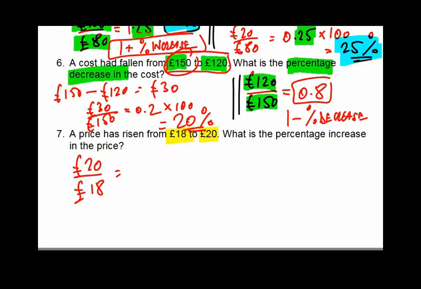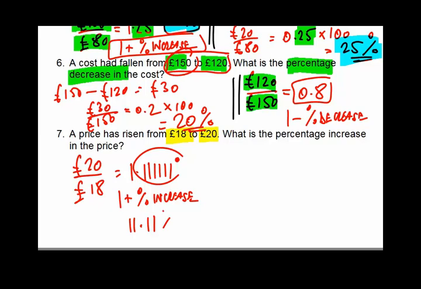Now £20 over 18 gives me 1 point, well, on my calculator I get 1.1111111, lots and lots of ones. In fact, the way mathematicians would show you that is they put a little dot at the end of the figure. Now that dot means recurring. It means that 11111 will effectively continue. Now remember, this is giving me 1 plus the percentage increase shown as a decimal. So in this case 1 plus, well, it's 11.11%. But again, it would have lots and lots of ones if I wanted to write it out in full.